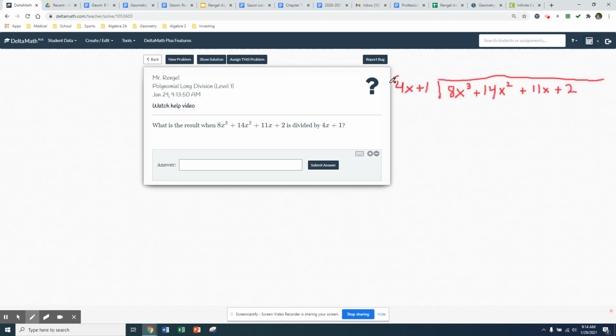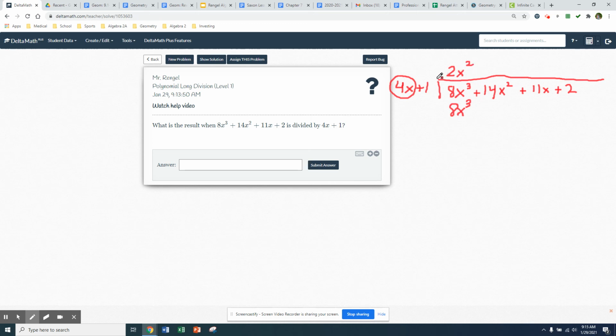So we again are only focused on the 4x. So how could I get 4x to make 8x to the third? That's going to be a 2x squared. So then I would take 2x squared times 4x, and that equals exactly 8x to the third. So that's our vision every time, is how can I cancel out this first term? Everything else will fall into place.